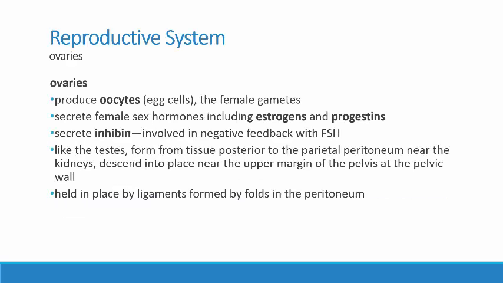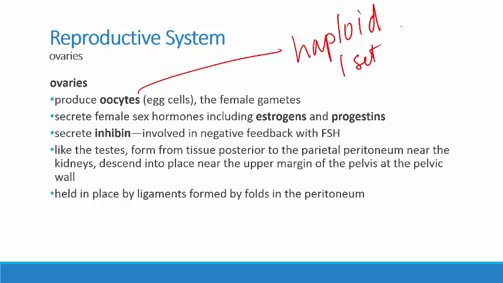Let's get going. So the ovaries produce egg cells. Remember, the pronunciation is oocytes. These are the female gametes, and just like we saw with the male gametes, they are haploid. As they're preparing, they're becoming haploid cells, and that means that they have one set of 23 chromosomes.